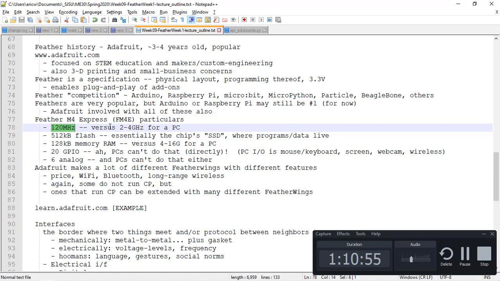megahertz controller. It has half a megabyte, 512 KB of flash. That is much less. That is probably four or five orders of magnitude less than the SSD or the spinning disk drive that's in your laptop or your desktop at home. It has 128 kilobits of RAM in it, which is five orders of magnitude less than the memory in a PC.